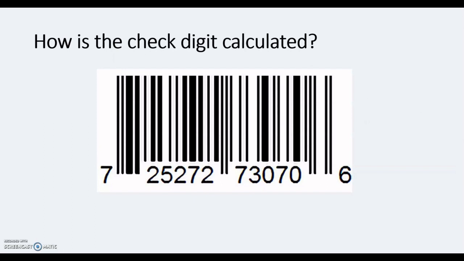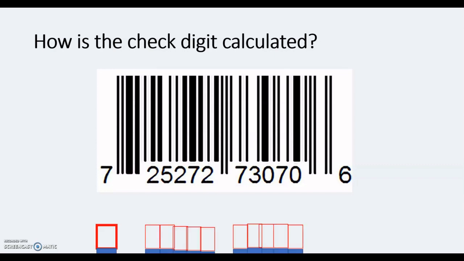Now, how is the check digit calculated? We now know this is the type of product that it is. We now know this is the manufacturer code, and we now know that this is the individual product code, but we haven't looked into this one, have we? Now you're going to be able to do this yourself afterwards, because this is quite simple.